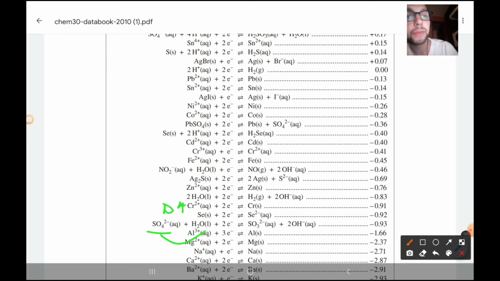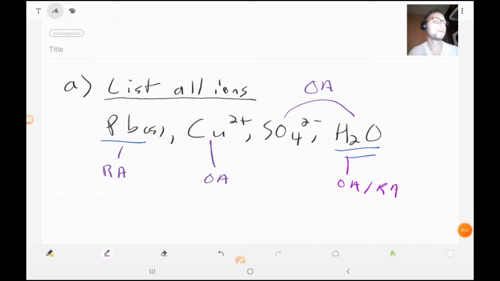And so we'll go back. Once we find them all on the table, we're going to go back and identify them right on our list. So here we've labeled all the RAs and OAs that we got from the chart. You see I put a little connector between the SO4 2- and the H2O to show that together they represent an OA. And of course, water by itself is both an OA and an RA. And all we're really interested in is the strongest of each.